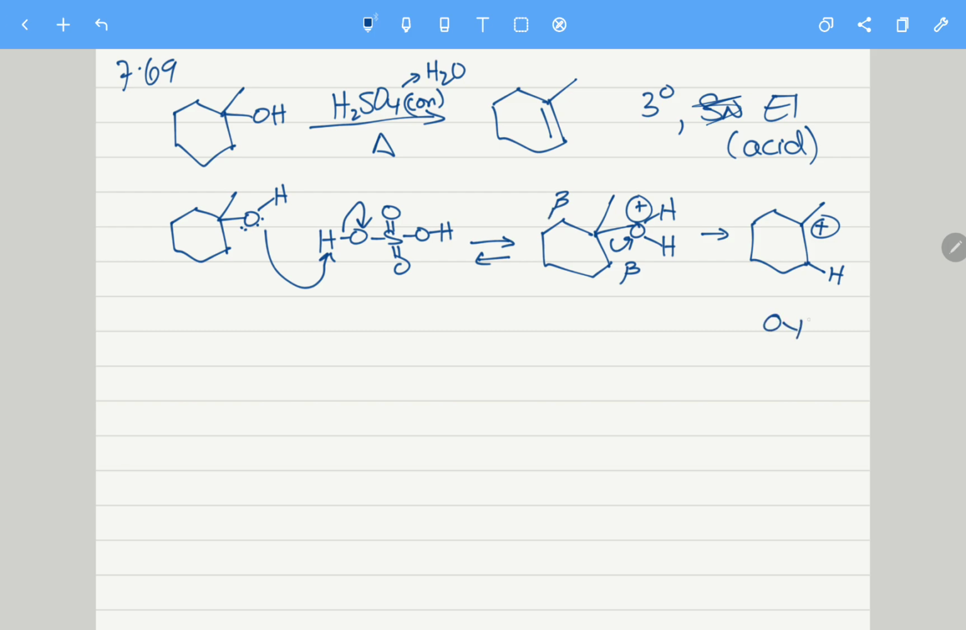So then our water comes in and deprotonates, and you get that. So that's how you draw that mechanism. So B is going to be very similar, except you're going to get rearrangement.